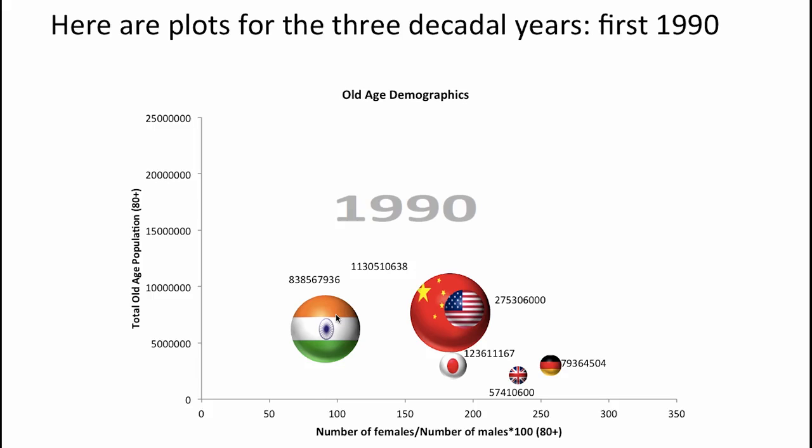If you look carefully, you can see an almost horizontal alignment of all the bubbles. Observe this. Countries like India and China, despite having very high total populations, their old age populations are still comparable to USA. Now let us see what happens as we move on to 2000.